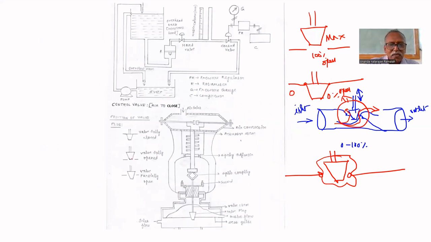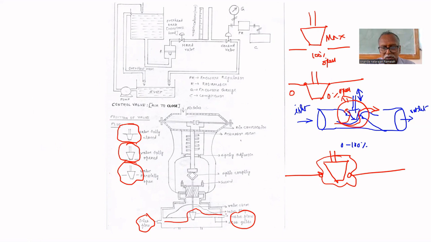Now we'll see that this is fully closed, this is fully open, and this is partially open. This is the inlet flow, this is the outlet. The inlet will go through this and go this way, and it will come out through this. We have to move the stem up and down depending upon the 3 to 15 psi. To move that, the stem is connected up to this, and it will connect to a flexible member. I'll draw it here.